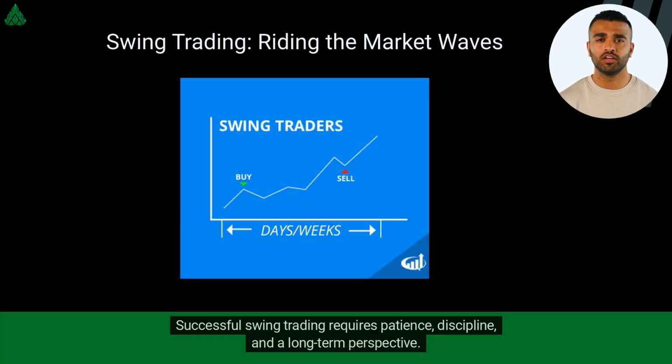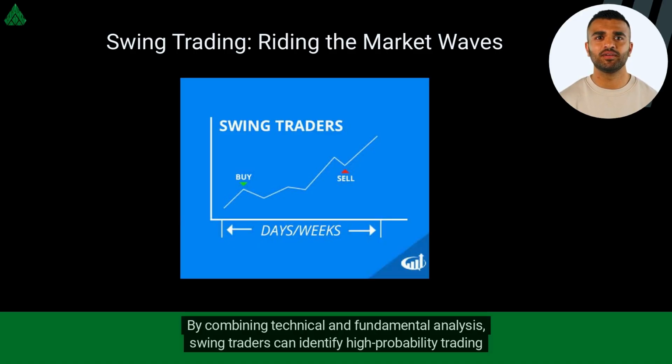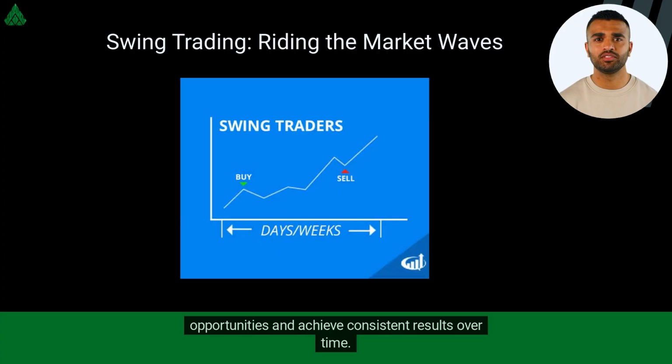Successful swing trading requires patience, discipline, and a long-term perspective. Traders must be able to withstand short-term market fluctuations and remain focused on the overall trend. By combining technical and fundamental analysis, swing traders can identify high-probability trading opportunities and achieve consistent results over time.